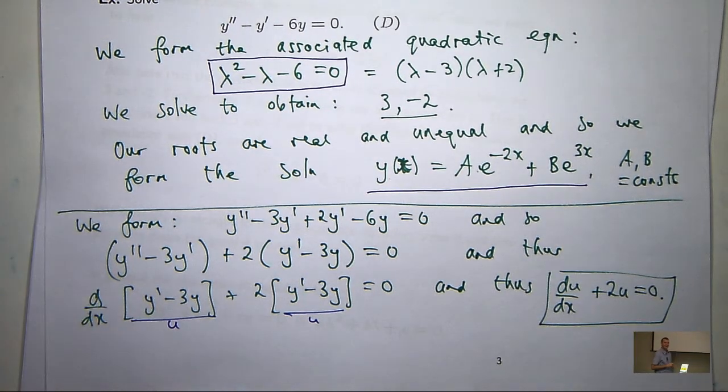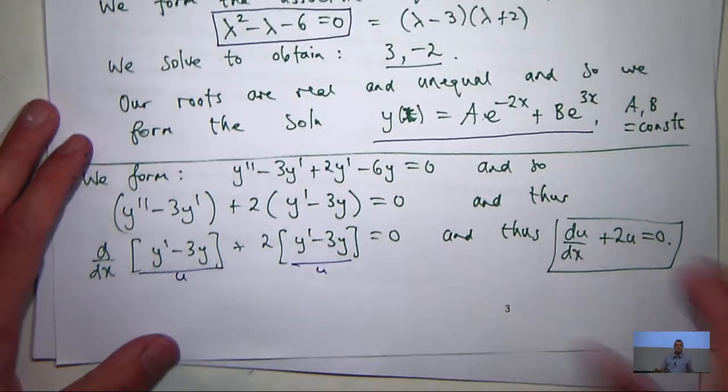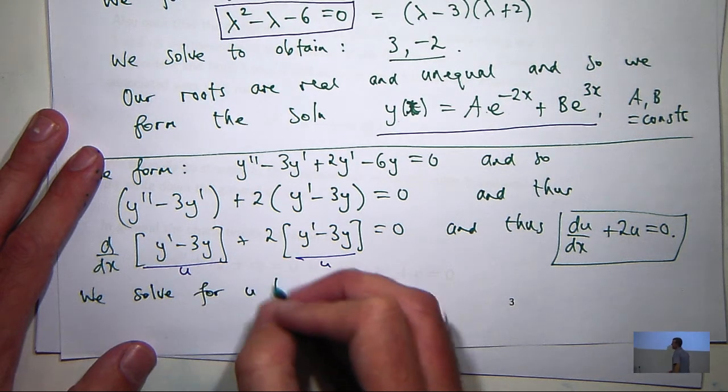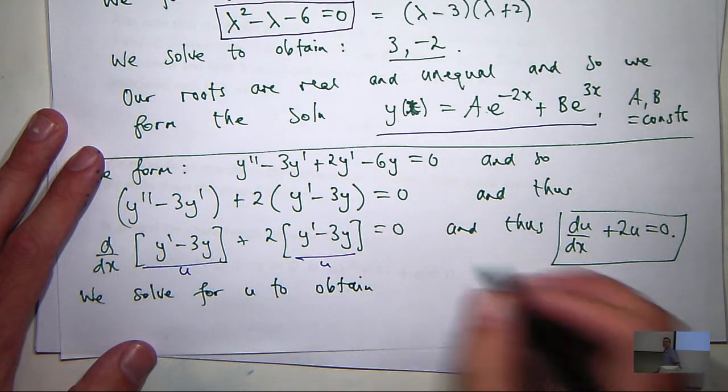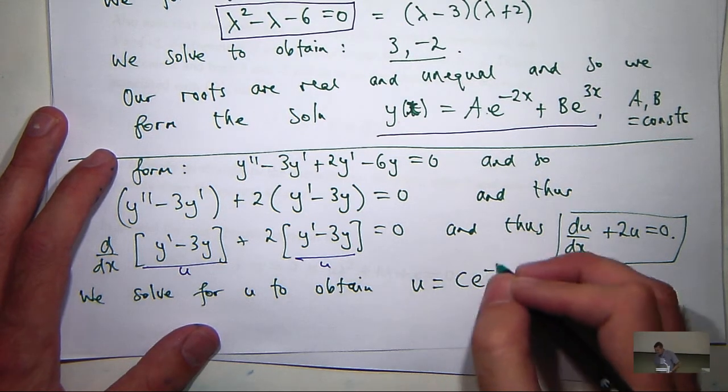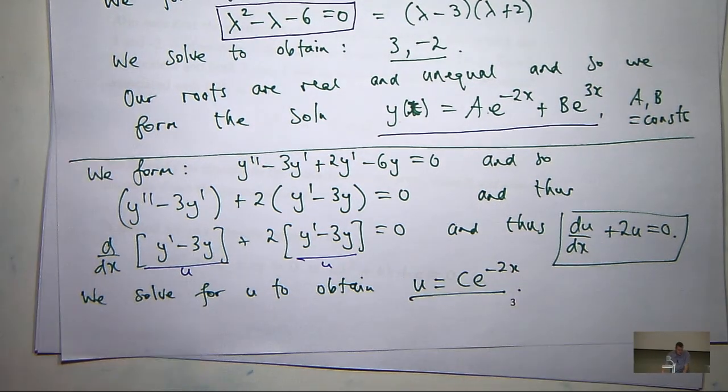Okay, so u is going to be something like c e to the minus 2x. Putting it back in here, because u equals y prime minus 3y, it's a linear first order problem, to obtain the following.